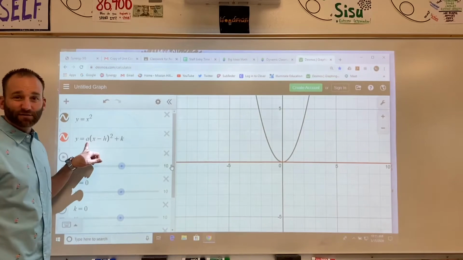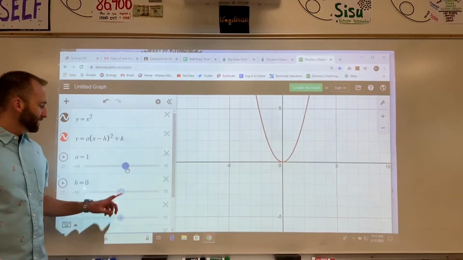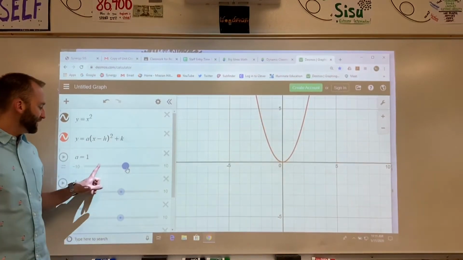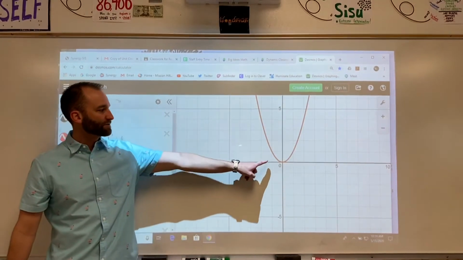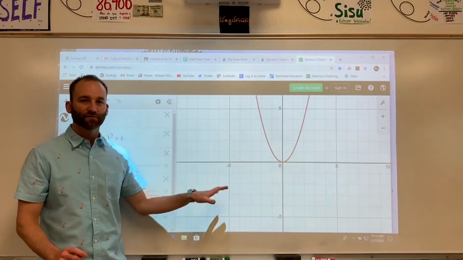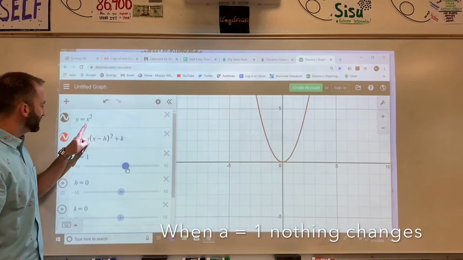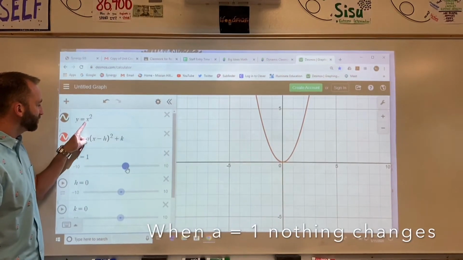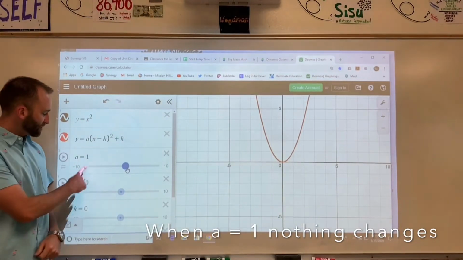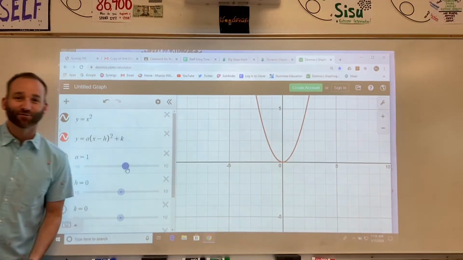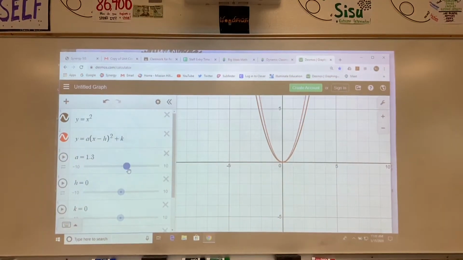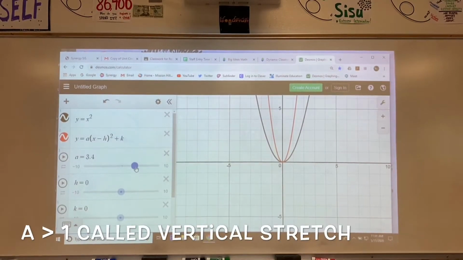Let's start right here with the a value, pretty simple. So we're starting here with an a value of 1. You can see the red graph is right on top of the OG, the parent function. Nothing has changed because this would be an a value of 1. We have 1x squared. Watch what happens when the a value gets bigger than 1. You can see the red graph starting to get a little bit thinner. We like to call that a vertical stretch.